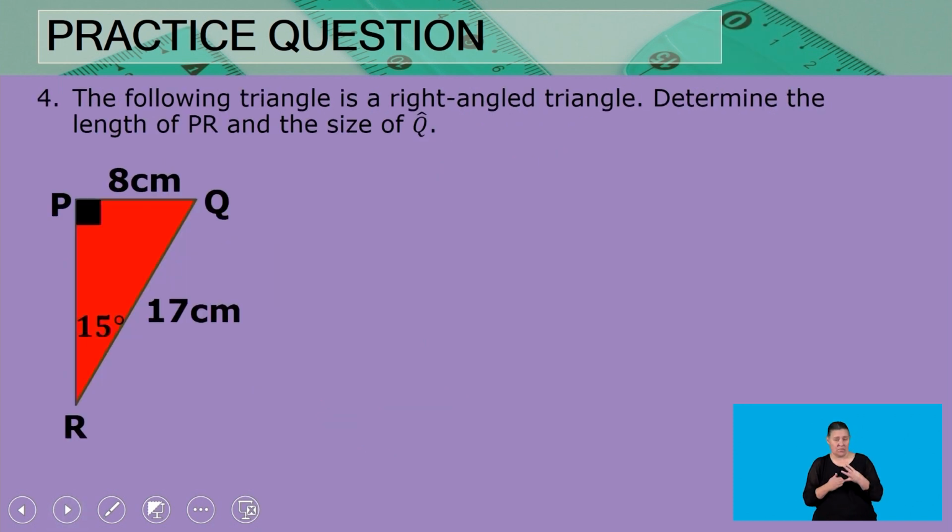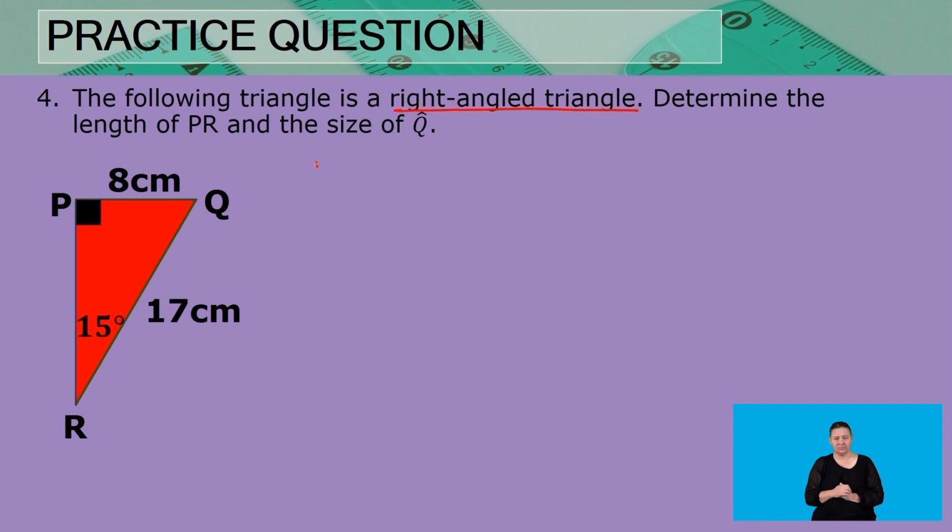Let's look at the next question. It says there, the following triangle is a right-angled triangle. Determine the length of PR and the size of angle Q. So we are going to first calculate the length of PR. Now remember, because this is a right-angled triangle, it means that we can find that length using Pythagoras.